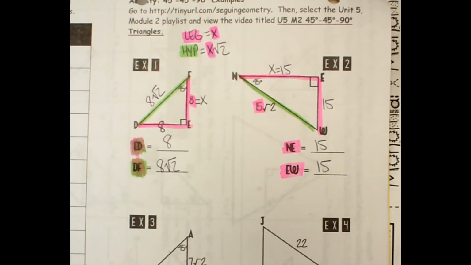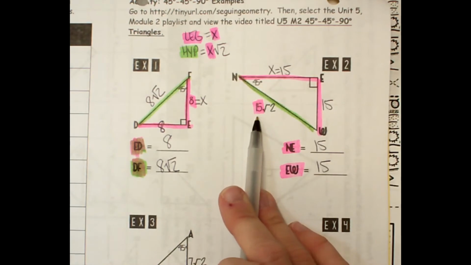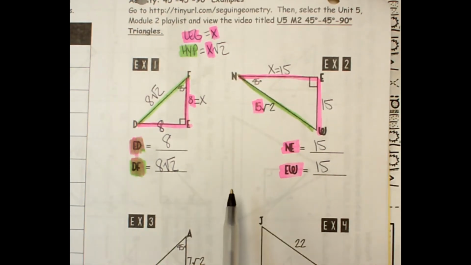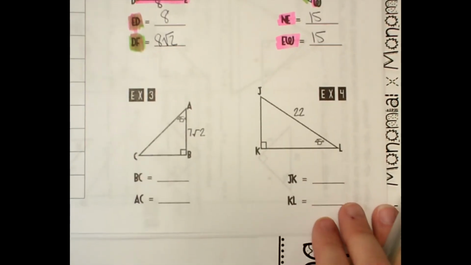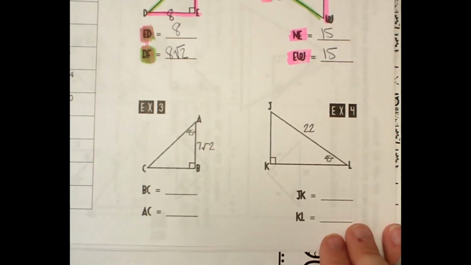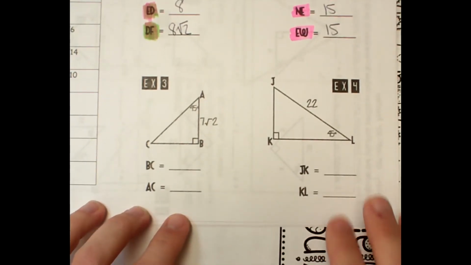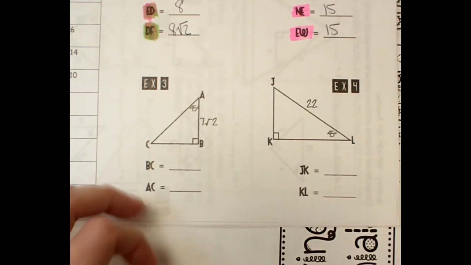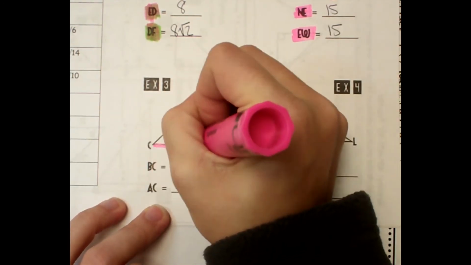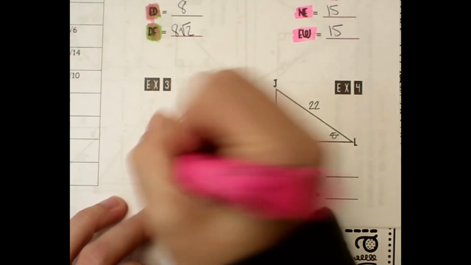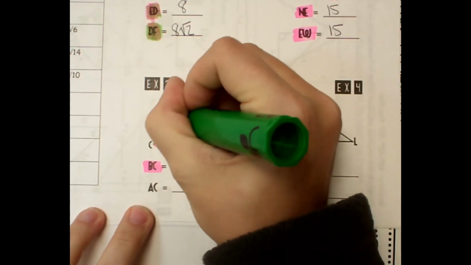Right, so those are the two pretty simple ones when they give you a leg and they give you a very straightforward hypotenuse. So of course it's not always going to be that easy. So let's look at example 3 and 4. Starting with example 3, they gave us a leg, 7 square root of 2, and they're asking me for BC, and of course the other one is AC, the hypotenuse.